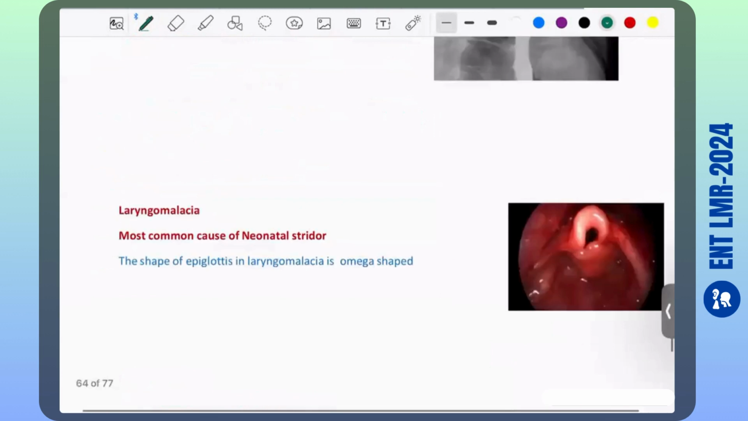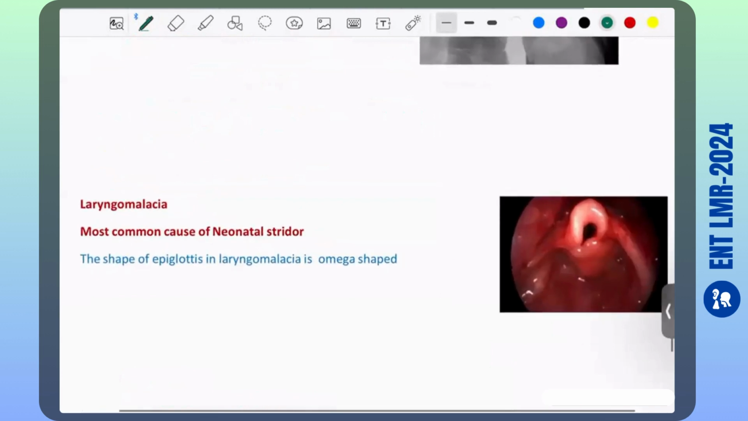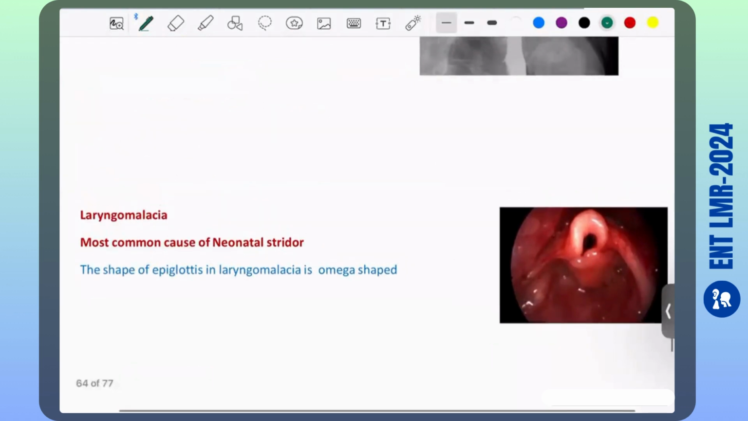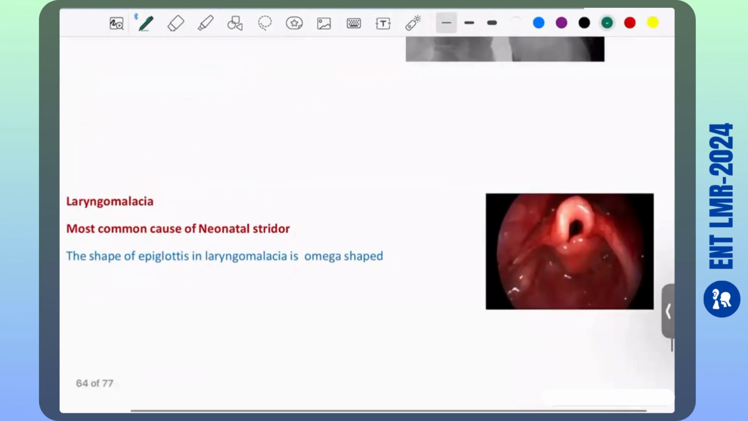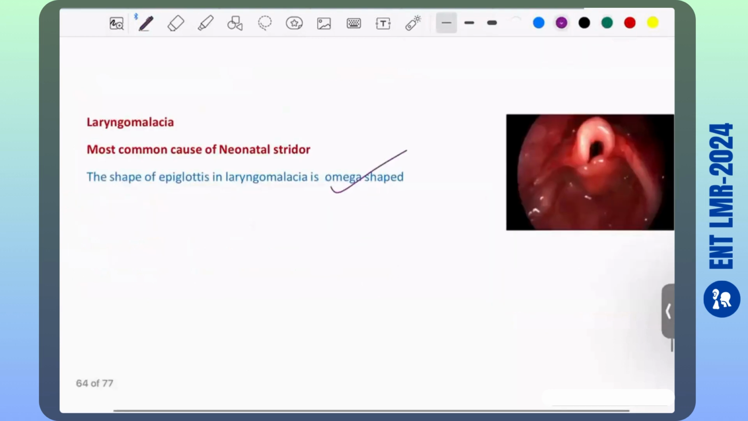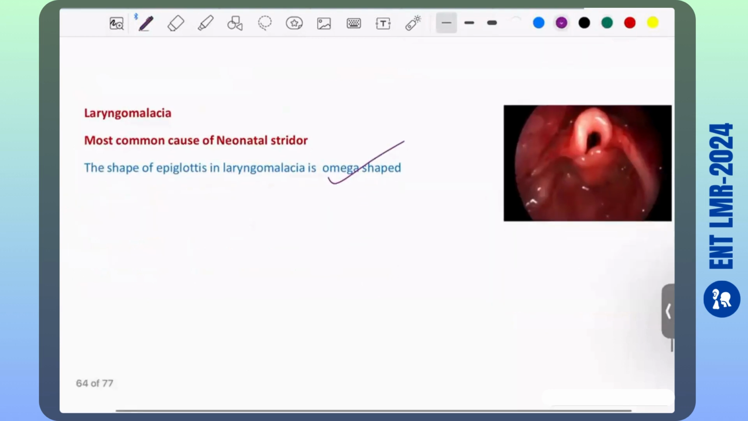Laryngomalacia is the most common cause of neonatal stridor. The epiglottis goes into a flexible state. The shape of the epiglottis in laryngomalacia is omega shaped.